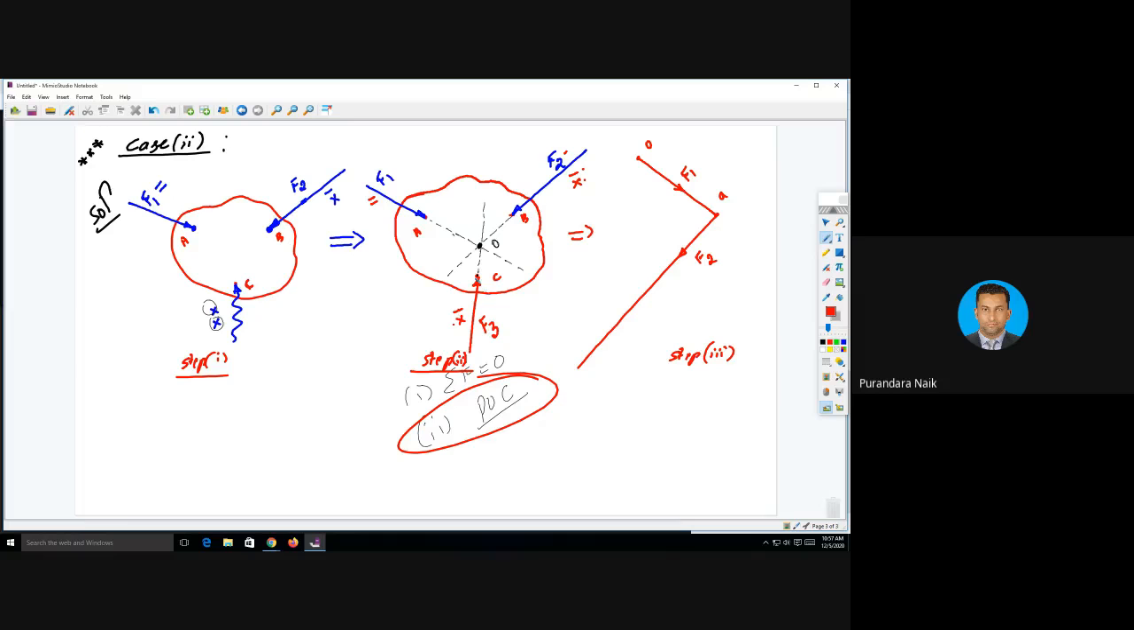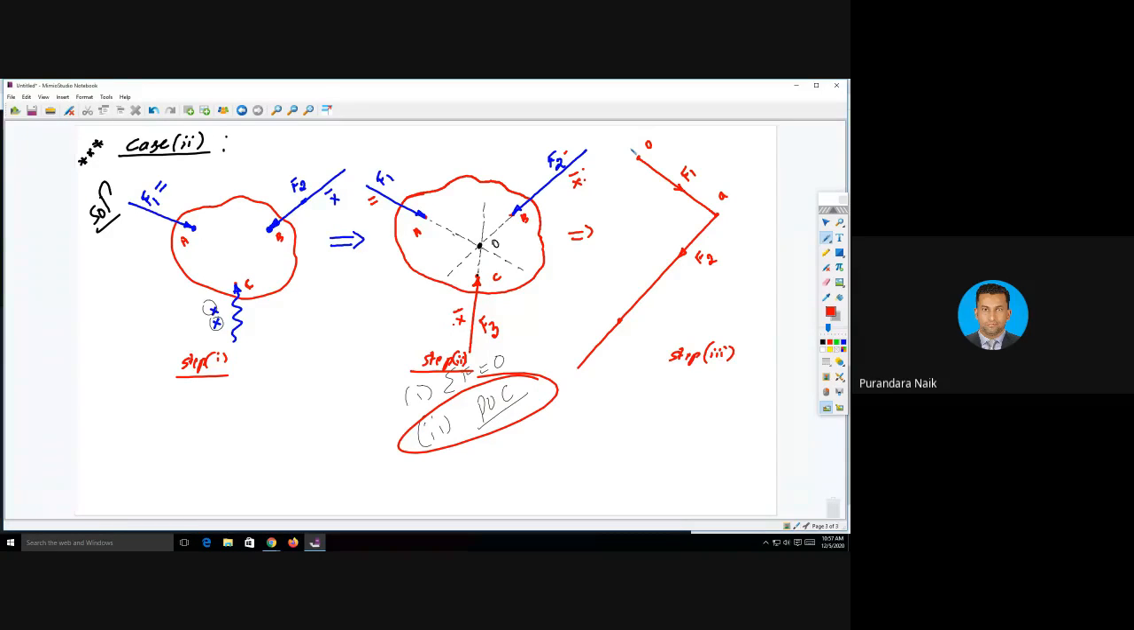Next, F3. I know the direction. You just make a parallel line to F3. But it is stated in the condition that it is in static equilibrium. If it is in static equilibrium, what is the first condition? Summation of all the forces must be equal to 0. That indicates the force polygon must be closed. I don't know where exactly that point is because I don't know the length of F2. But if you take any point and draw a line, it has to cross this point O because it must be a closed triangle, right?